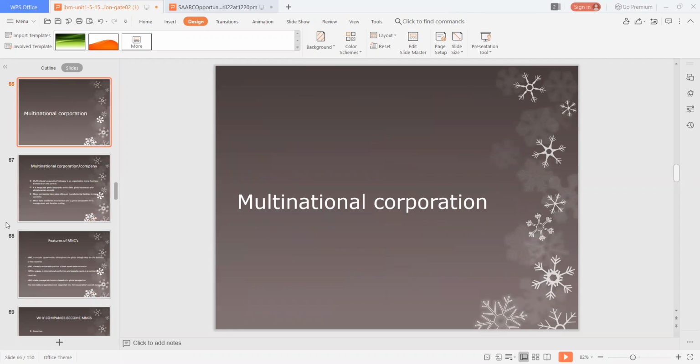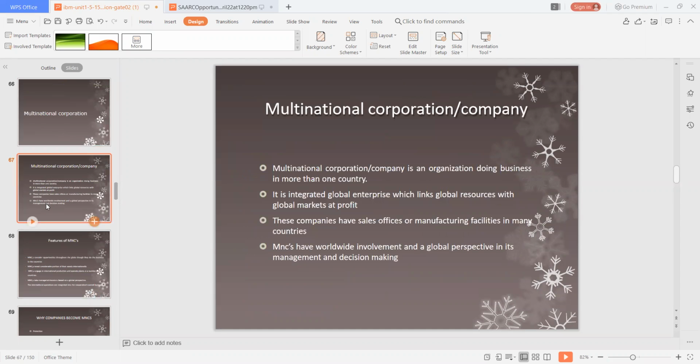Multinational corporation, MNC, is a separate topic in your syllabus. Multinational corporation or multinational company is termed as MNC. A company is an organization doing business in more than one country. It is an integrated global enterprise which links global resources with global markets at profit. These companies have sales offices or manufacturing facilities in many countries, right? MNCs have worldwide involvement and a global perspective in their management and decision making.